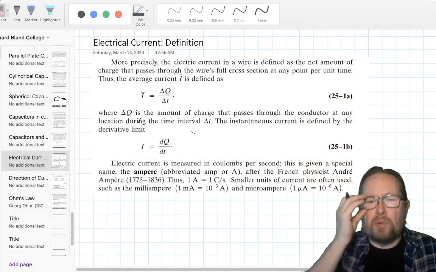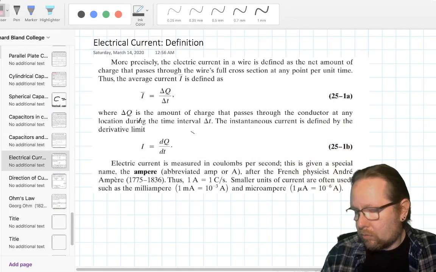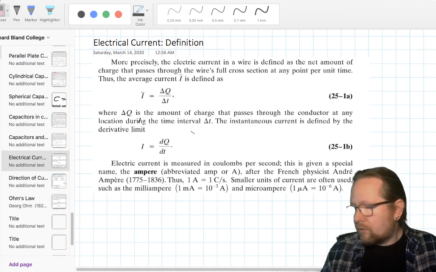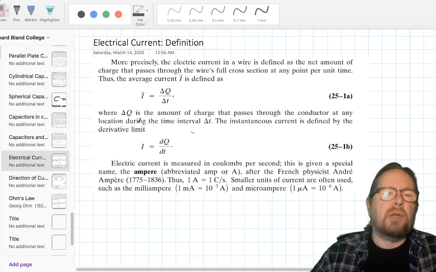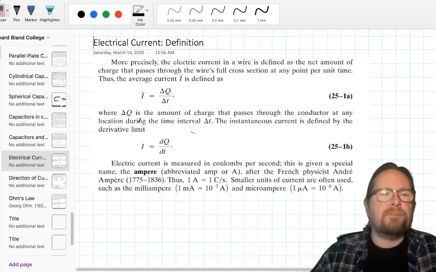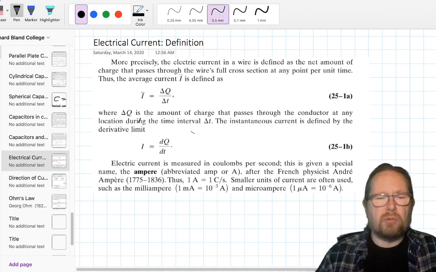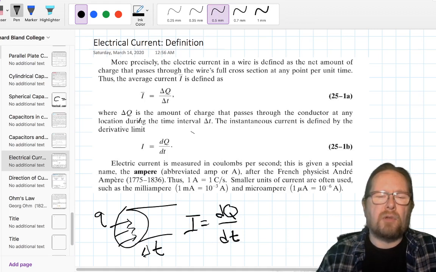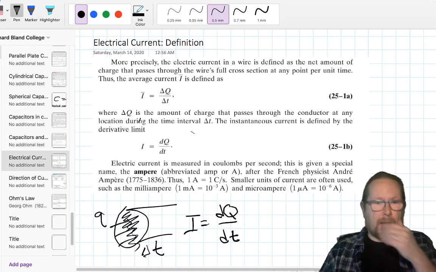So the first thing your book does in chapter 25 is it defines the notion of electrical current in terms of an amount of electrical charge flowing through either a surface or past some point in a particular time. So if you've got, say, a wire with a cross-sectional area, we define the electrical current as the amount of charge that flows through that area in a particular time, delta t. And if we want to define that in terms of calculus, we write that the current is equal to dq dt, where the q represents the amount of charge flowing through a cross-sectional area.